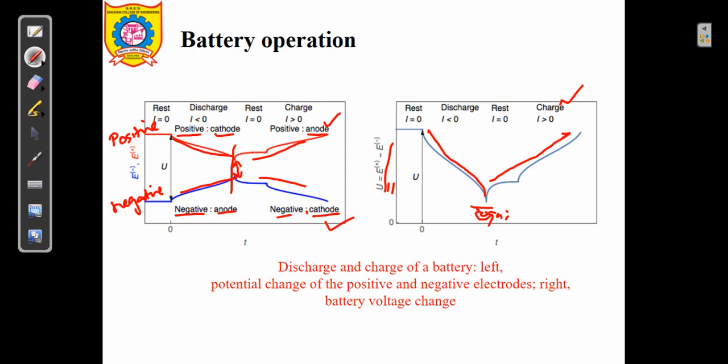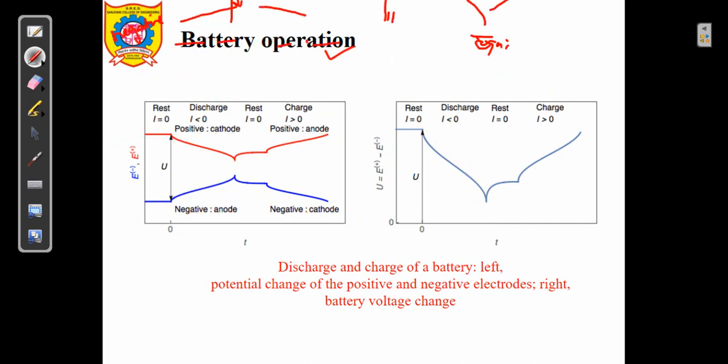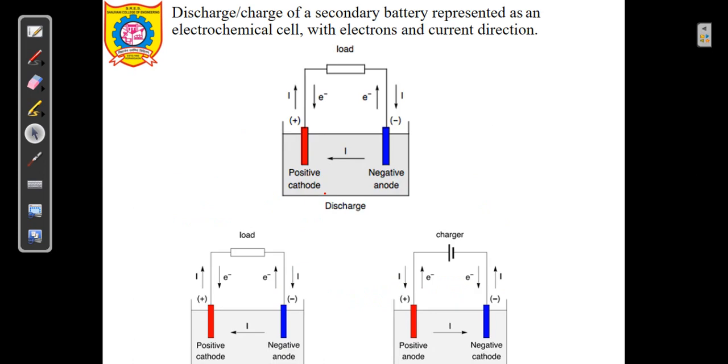Any kind of material we can use. So you have to understand this terminology: positive, negative, anode and cathode. It depends upon the charging and discharging cycles. Well, you can see here the battery diagram. So this is a discharging diagram. This is a charging diagram.